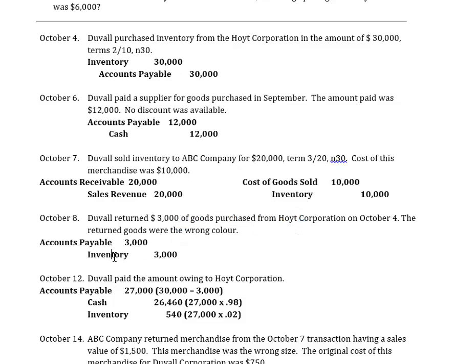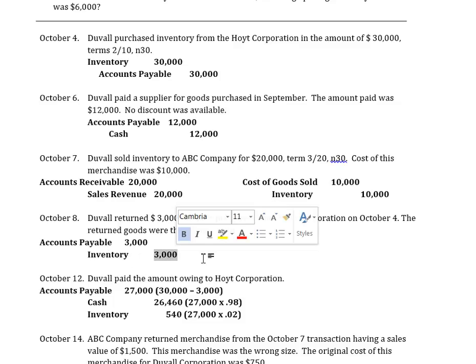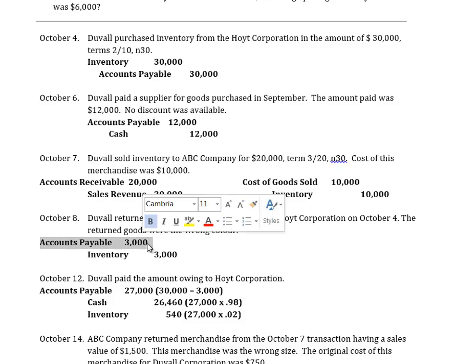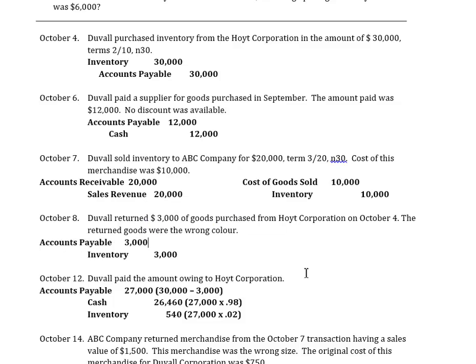So we debit AP and credit inventory. We're crediting an asset account, so we're reducing it by $3,000, and we're reducing the amount that we owe Hoyt by $3,000.